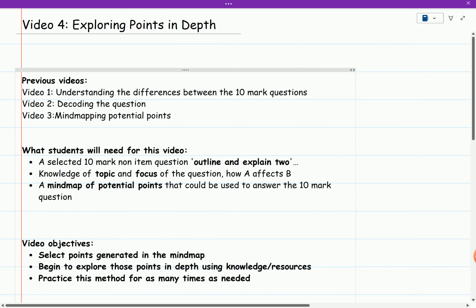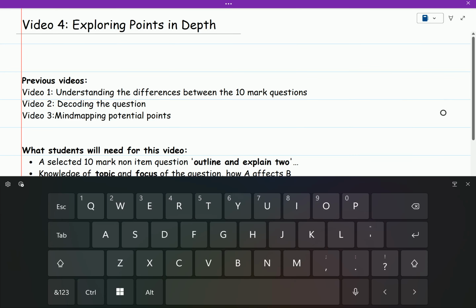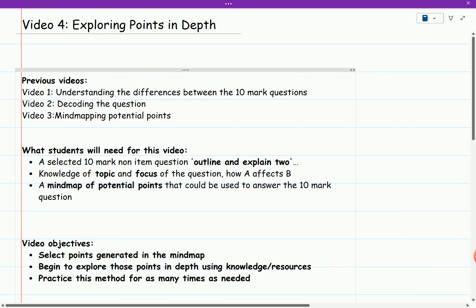And then finally, it will be very, very beneficial for you to have a mind map of potential points that you could use to answer the 10-mark question. Like I said in the previous video, we spent some time creating that mind map. The hope is that going into video 4, you have a mind map of some sort with points that you can start to use to go in depth.